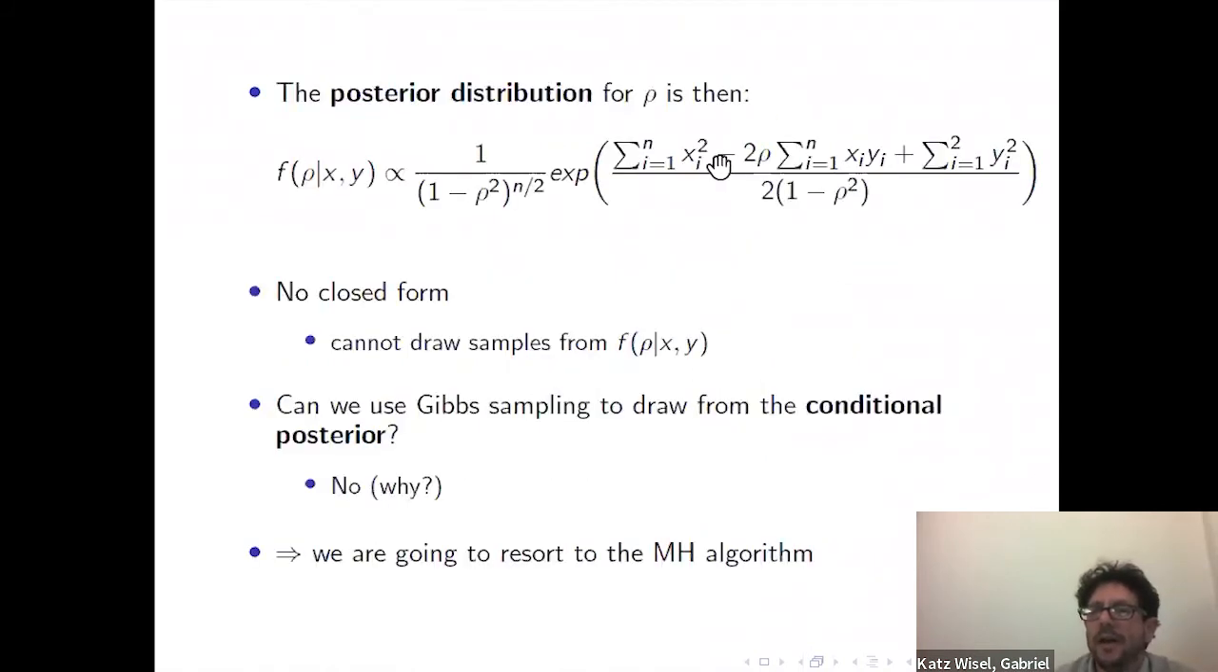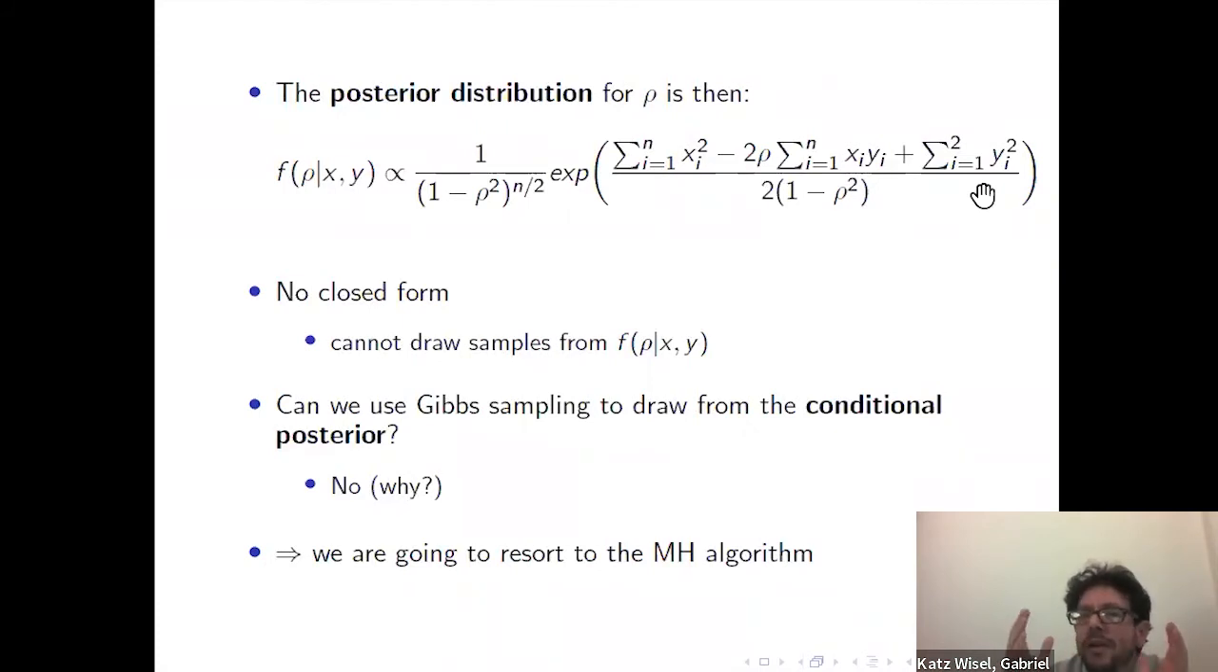Now, the posterior distribution of rho is given by this equation here, which, as you can very easily verify, doesn't have a closed form. We cannot really sample from this distribution. We also cannot use the Gibbs sampler. We have only one parameter. How can we condition this into a conditional distribution? It doesn't work. So essentially what we're going to do is use a Metropolis Hastings.